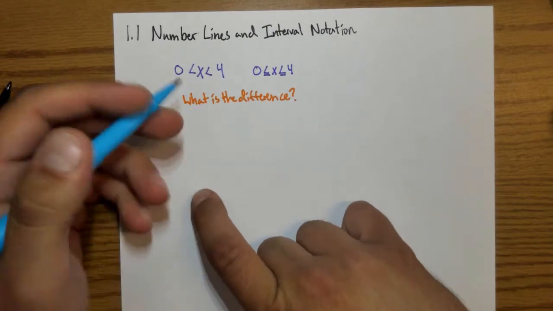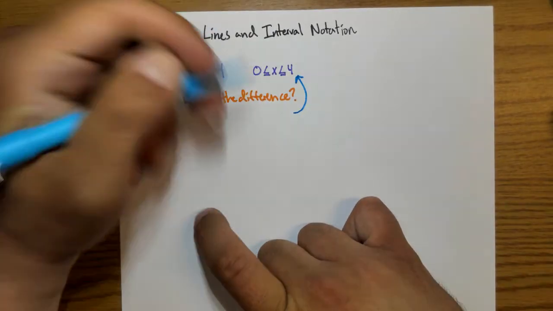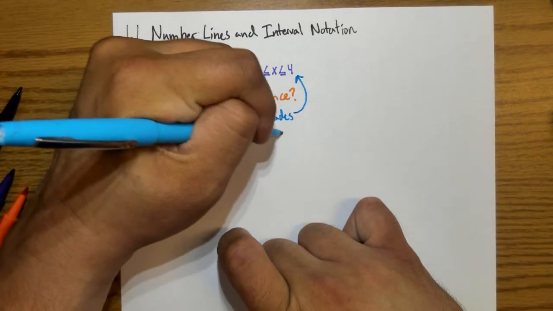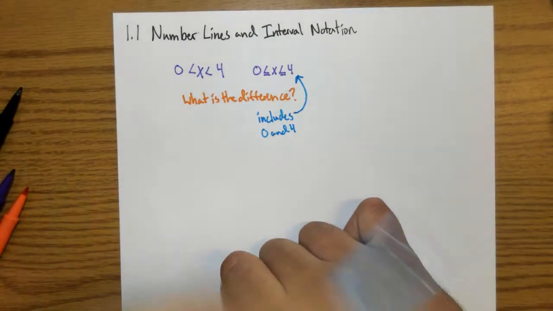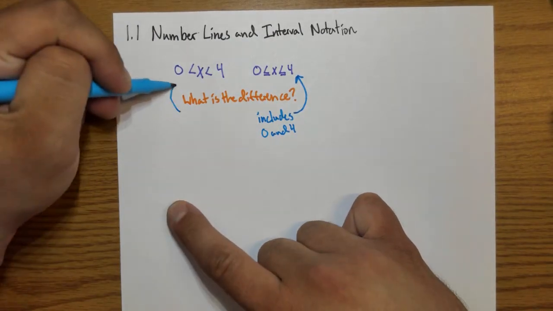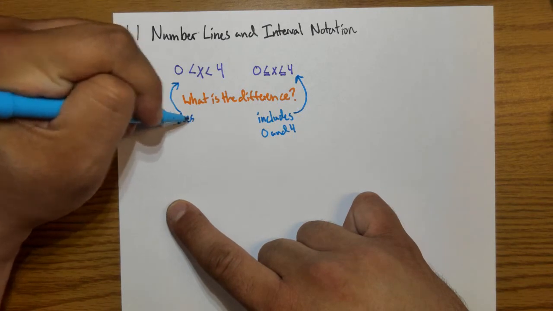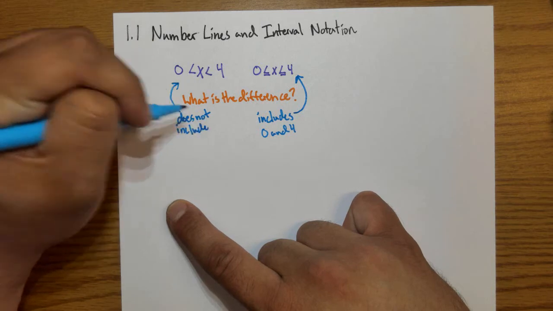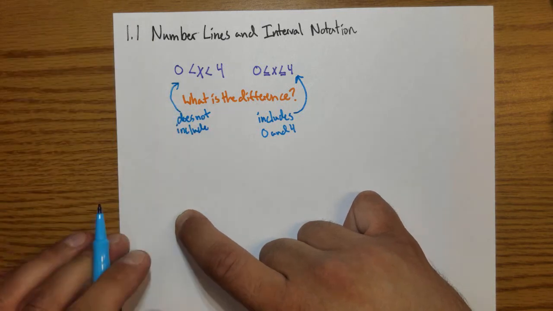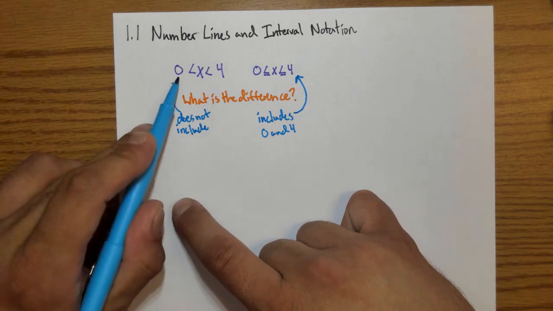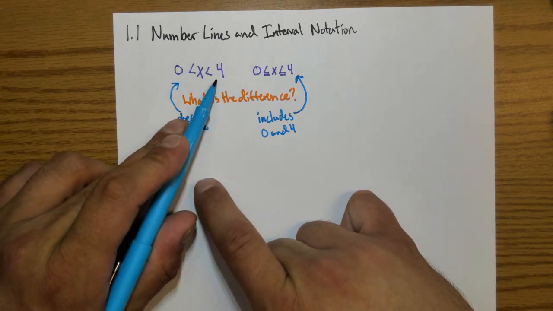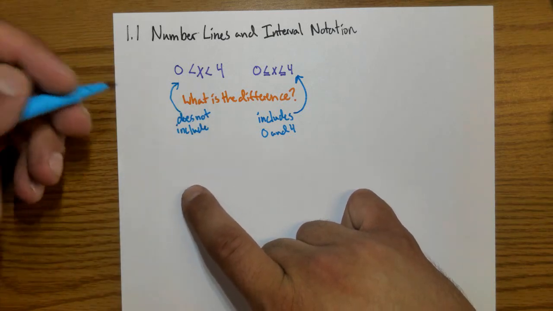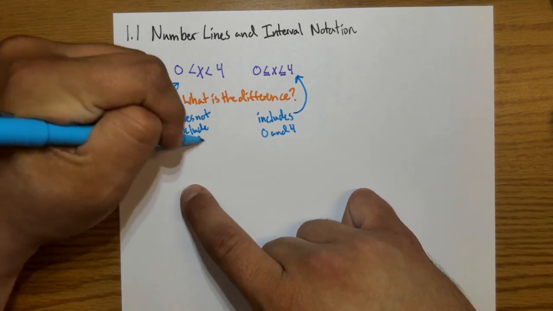Well, this one on the right includes 0 and 4 because it's "or equal to." This one on the left does not include 0 and 4. So it's all the numbers that you get infinitely close to 0 and 4, like 0.000000001 and 0.333 or 3.9999999, but not those actual numbers themselves. So it does not include 0 and 4.